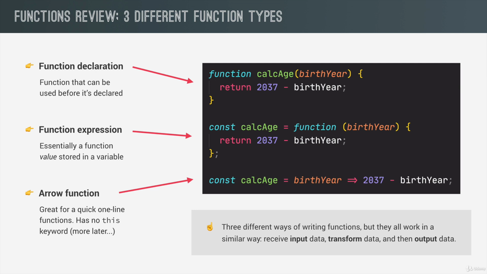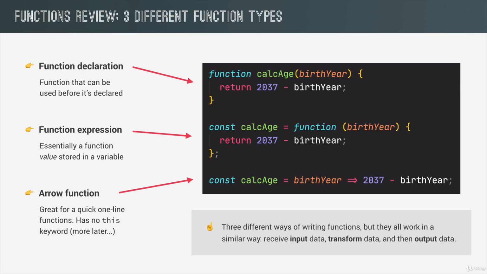Now, what's important to note here is that these are three different ways of writing functions, but they all work in a similar way. So all of them can receive input data, they transform data, and then they can output data. It's all optional, but usually that's the things that functions do. And no matter which type of function we use, we can always do these three things.